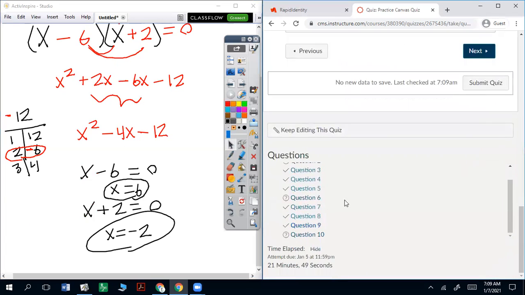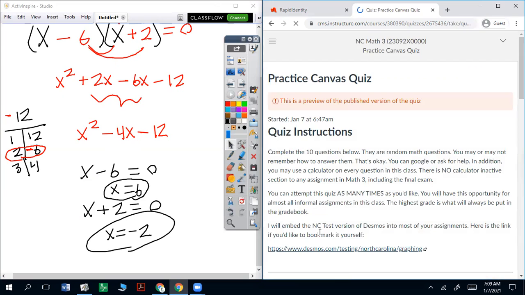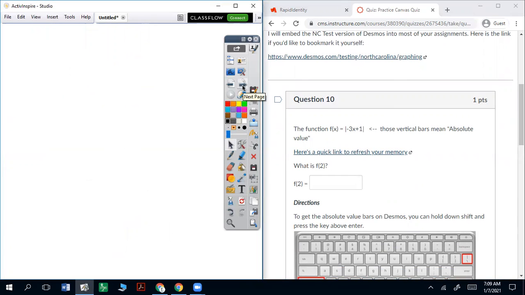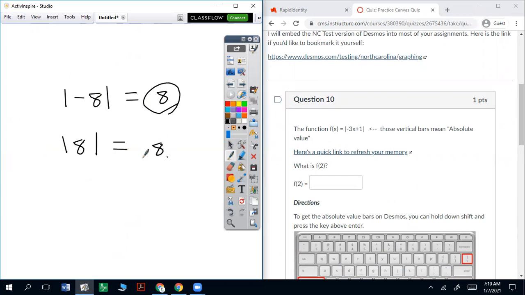Our last question is number 10. It's dealing with absolute values, which is going to be more what we do next unit, but this is a good preview. We have a function, f of x equals the absolute value of -3x plus 1. These are your vertical bars. They mean absolute value. Absolute value means that whatever you get inside of the absolute value, it's always going to give you positive. So the absolute value of -8 is going to be 8. The absolute value of 8 is going to be 8. It's always going to be positive, always positive.